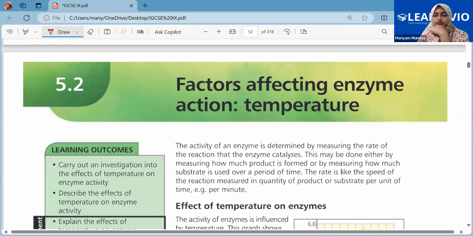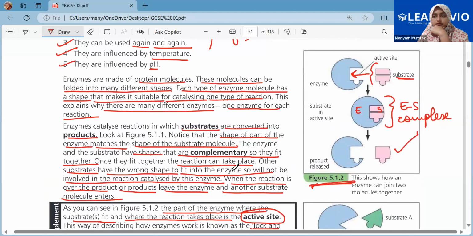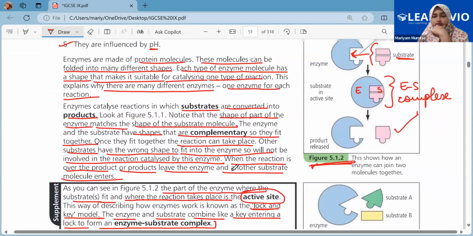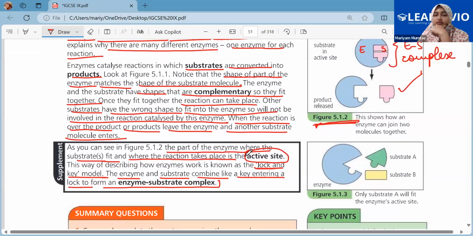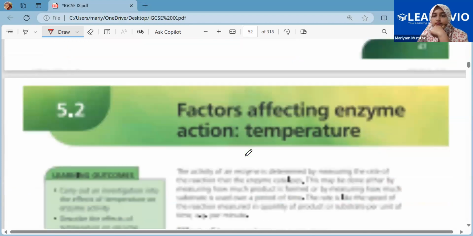Done? Yeah, I'm done. Once you fit together, yeah, you can take this. Any doubts? No, I asked you already.